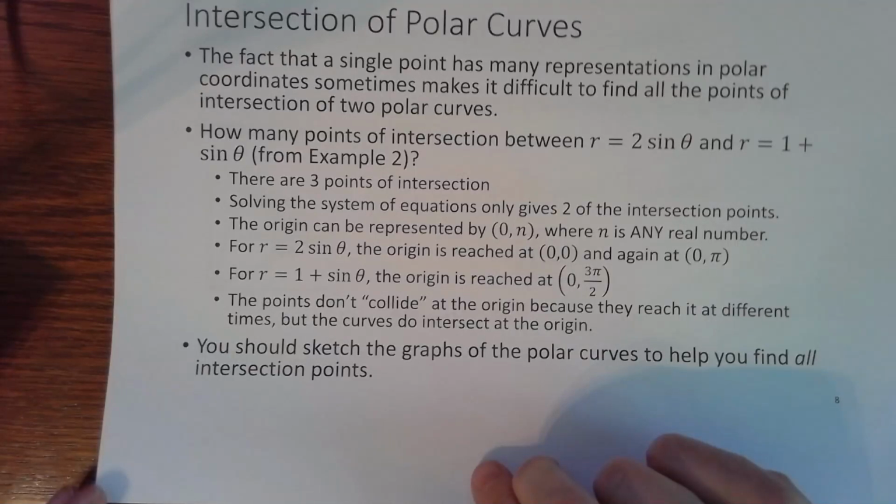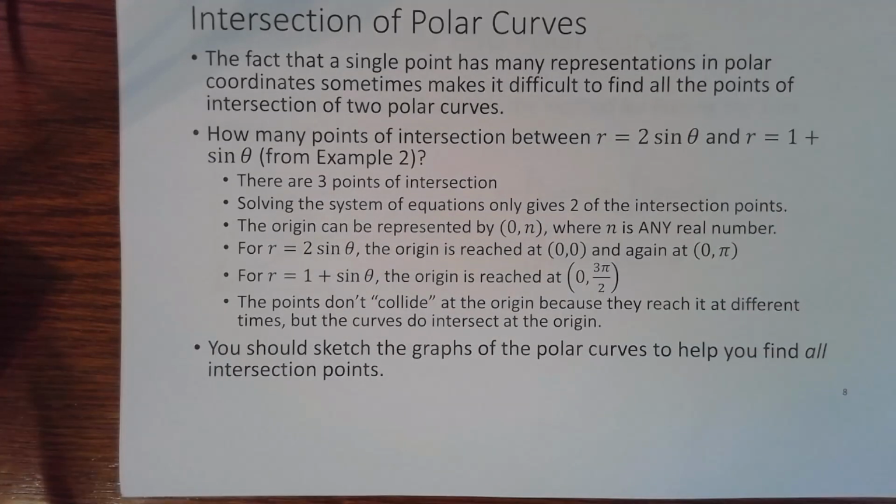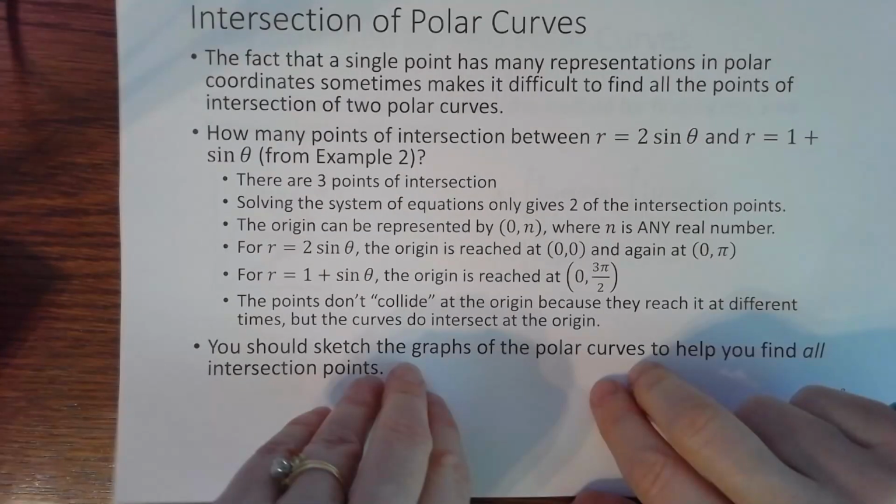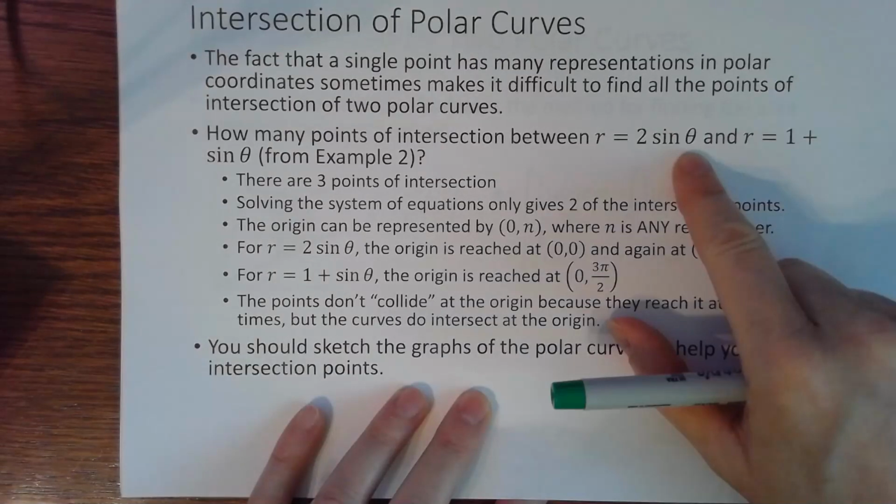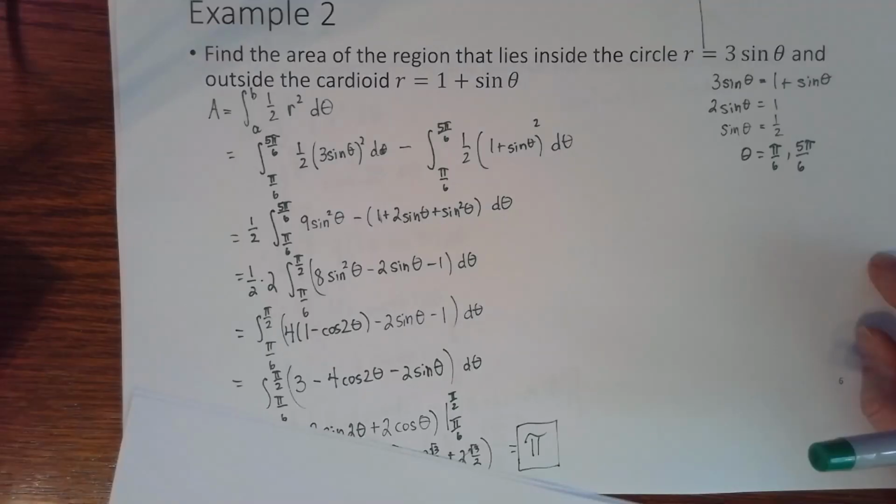Now when we did that example, when we looked at the area between those two polar curves, we had to find the intersection points to figure out what the bounds of our integral should be. But because a single point in a polar plane has many different representations, sometimes it makes it difficult to find all the points of intersection between two polar curves. So, for instance, how many points of intersection are there between the circle r equals 2 sine theta and the cardioid r equals 1 plus sine theta that we just did in example 2?